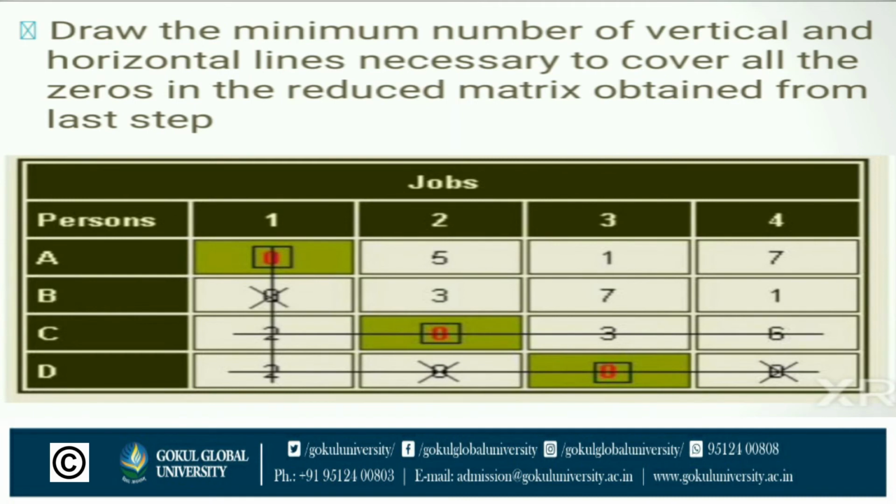So the next step is drawing the minimum number of vertical and horizontal lines necessary to cover all 0s in the matrix obtained from the last step. So here we can see that person 1, or person A, has a particular job. Here the first row has a single 0, but the first column has two 0s. Then draw the line to cover that.